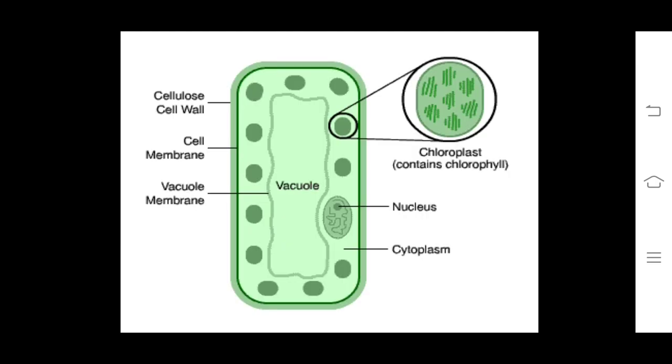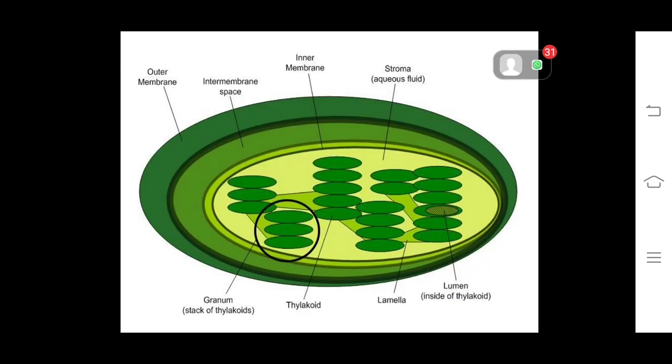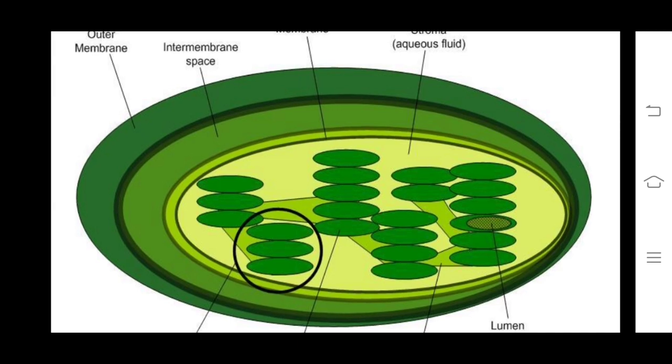This is a cell. You can see cellulose cell wall, cell membrane, and there is a large vacuole which pushes the cytoplasm towards one side, and the nucleus and cytoplasm. And in the cell cytoplasm, what we want to see is the chloroplast. Chloroplast is the main organelle which helps in photosynthesis. So now let us come to the structure of chloroplast.